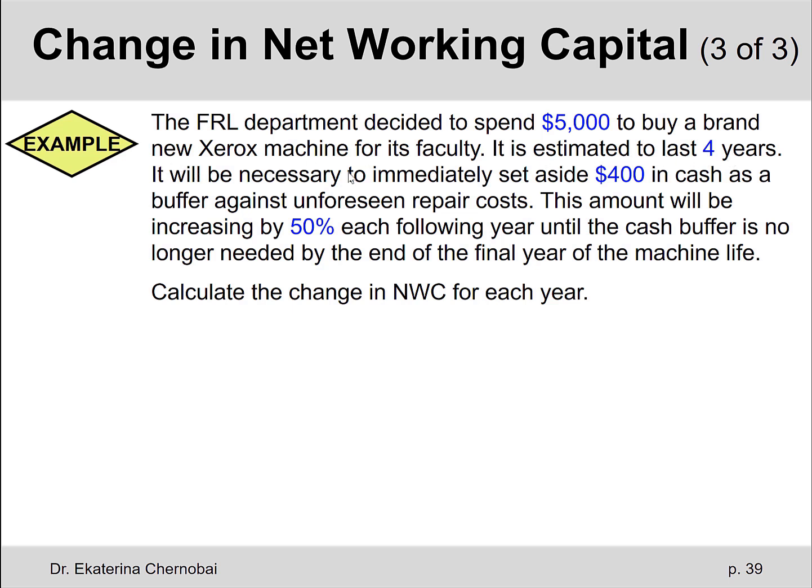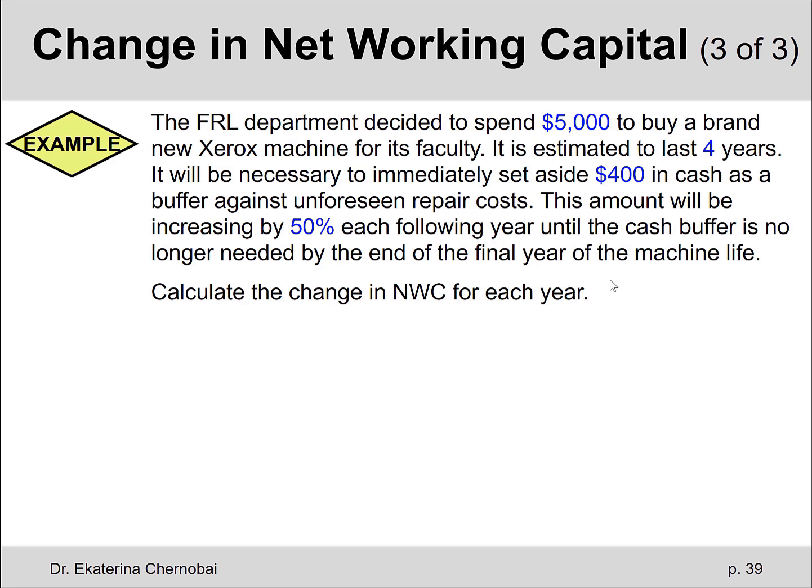It will be necessary to immediately set aside $400 in cash as a buffer against unforeseen repair costs. This amount will be increasing by 50% each following year until the cash buffer is no longer needed by the end of the final year of the machine life. Calculate the change in net working capital for each year.